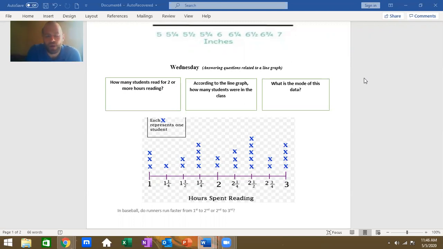So today we're jumping ship a little bit. We're going to stop working with our measurements and work with reading line graphs. If you look at the line graphs, we are asking some questions about hours spent reading. A bunch of students were recorded with how many hours they spent reading, and you just need to interpret the graph and answer a couple questions about it. It shouldn't be time consuming at all.